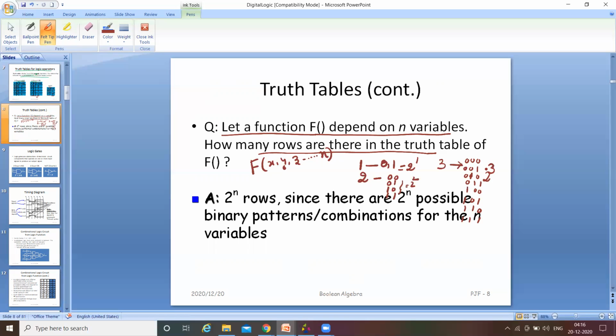Similarly, if n variables are there, how many rows will be there? 2 power n rows, since there are 2 power n possible binary patterns, combinations, for n variables.